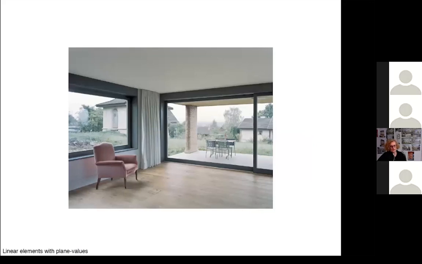Plasticity is also being pushed by equipping linear elements with plane values. The gigantic slab columns of the ground floor follow this idea. As in La Contente, the dimensions and shape do not derive from static calculation at all, but are dimensioned only visually. The next.